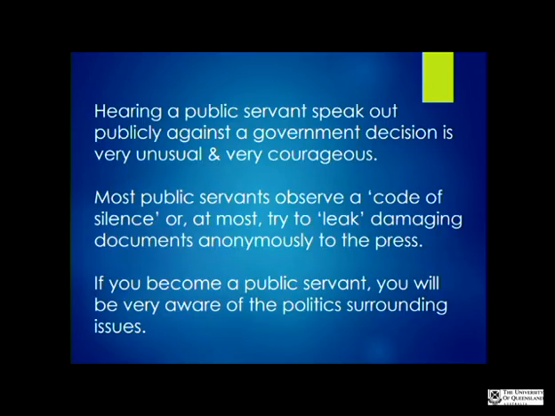Hearing a public servant speak out publicly against a government decision is very unusual and very courageous. Most public servants observe what we call a code of silence, or they try and quietly leak damaging documents anonymously to the press. If you become a public servant, you'll be very aware of the politics surrounding that, and that you need to be careful about what you put in writing and about emails that you send. You'll have very senior people in your department making it clear to you what you're allowed to put in writing and what you're not allowed to put in writing.